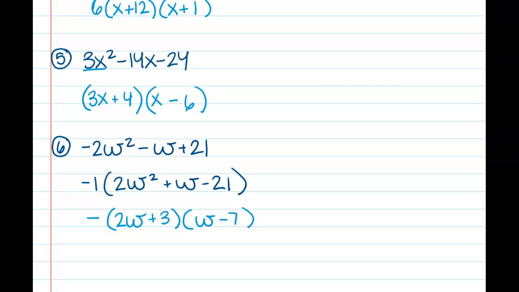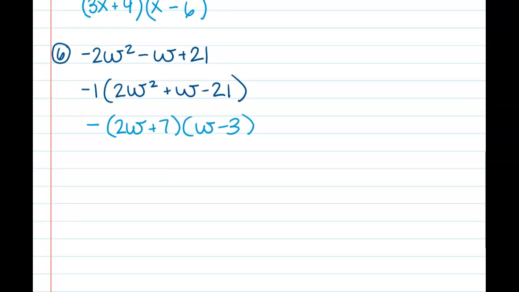2w squared minus 14w plus 3w. That didn't work. Let's switch the positive negative. 2w squared. Did I just do this? It's the problem when I talk after I do stuff. Let's just switch the 3 and the 7, okay? So let's make it plus 7 and minus 3. 2w squared minus 6w plus 7w. Oh, that equals w minus 21. Okay, it's not an exact science. Let's keep going.